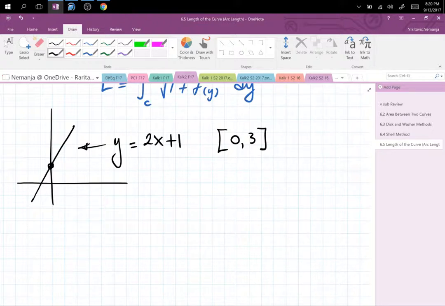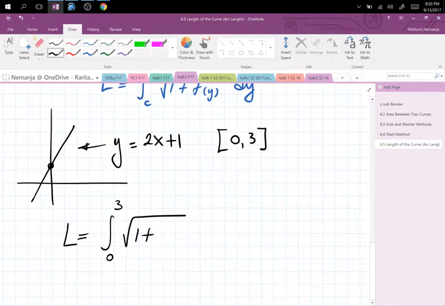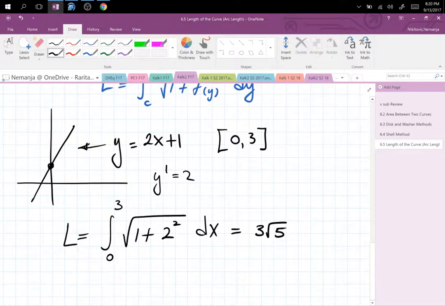But then we're in calculus, which means we're above normal. So what we do is we set up the integral for this thing because we can. The length of the line will be the integral from 0 to 3 of the square root of 1 plus the derivative of this function, y prime, which is just 2, squared, dx. So the answer is clearly 3 root 5. Right?